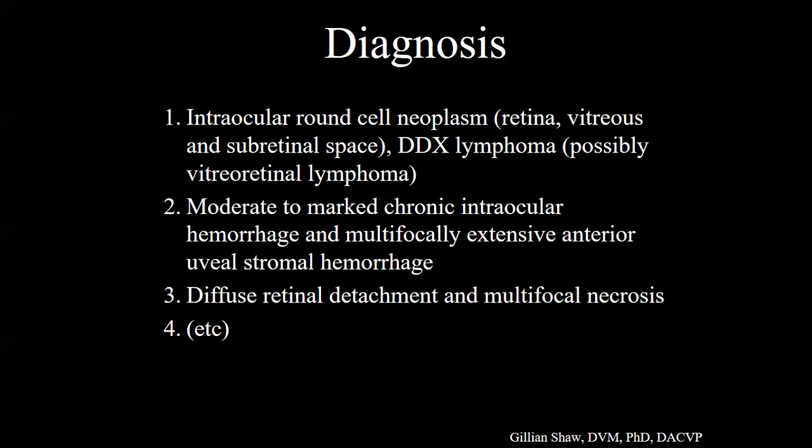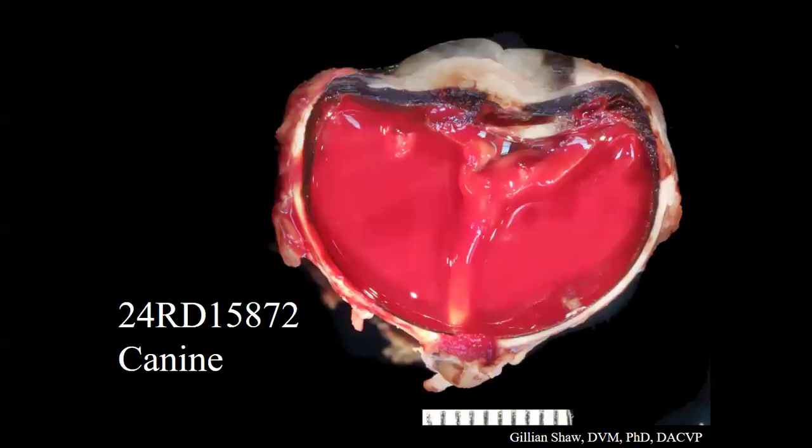So the next case is a globe from a 5-year-old boxer, neutered male. The history we received was, I'll just give it all away here, congenital cataract and fetal vasculature, PHPV, which stands for persistent hyperplastic primary vitreous as a pup. So this dog has had this for its whole life, basically.